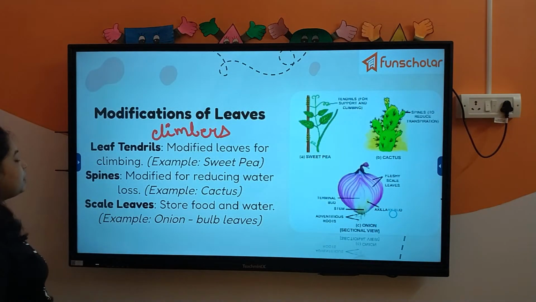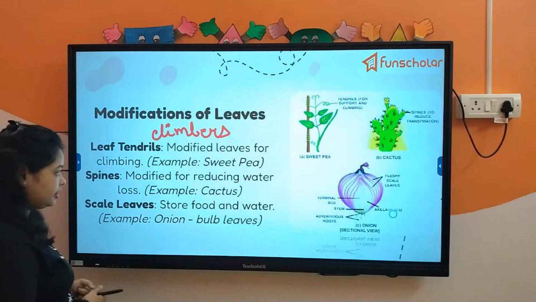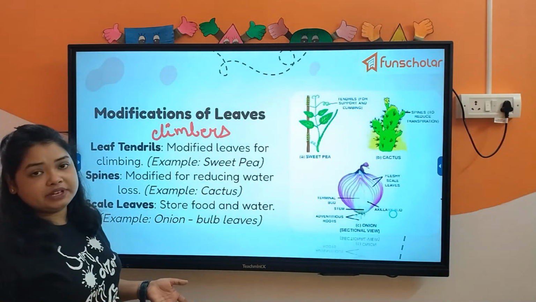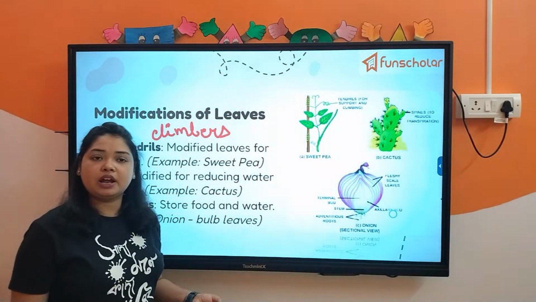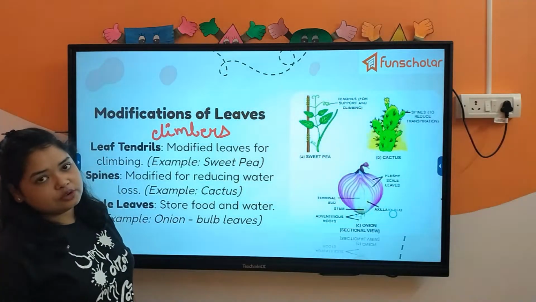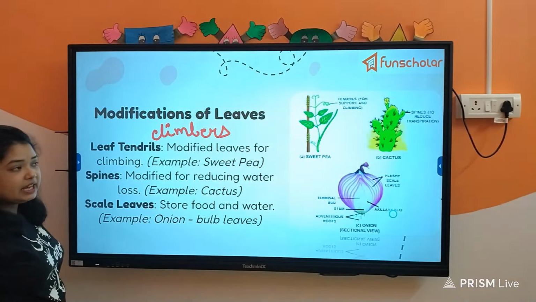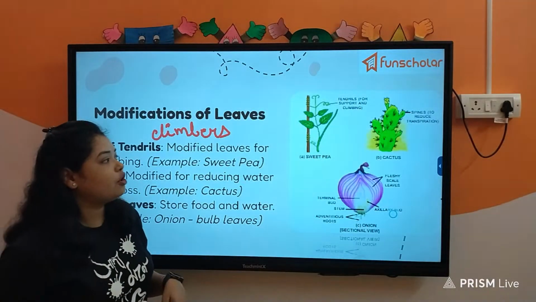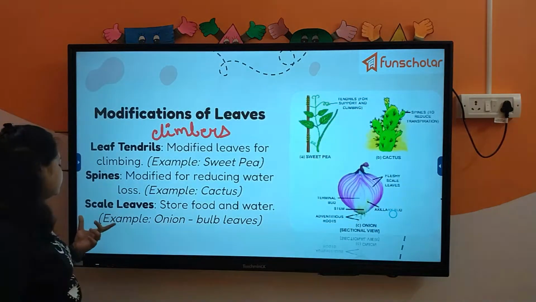Next thing is the spines. Spines are modified into such structures so that there is no loss of water by transpiration. If the leaf remains as it is with the leaf lamina exposed, then from the stomata, excess of water will be lost and the plant will die due to loss of water. Therefore, leaf spines actually prevent transpiration, such as in case of cactus, and also it protects the plant from grazing by the animals.